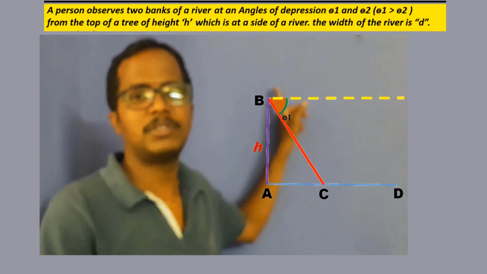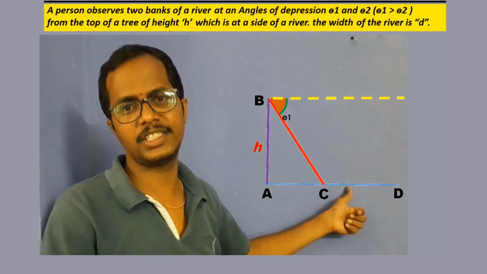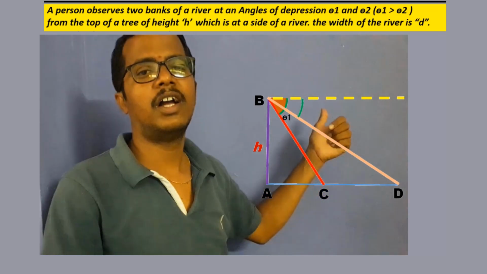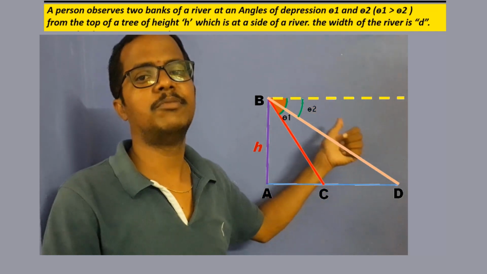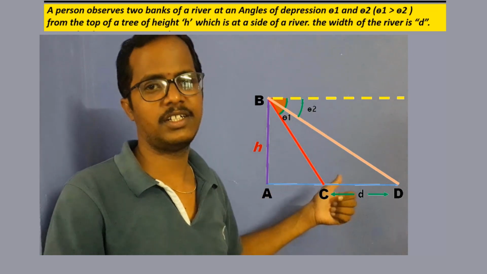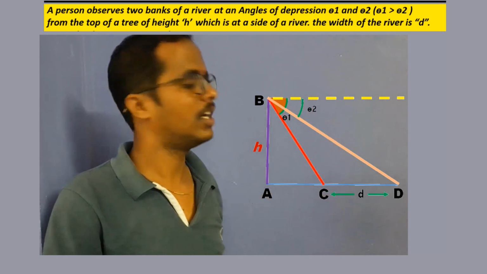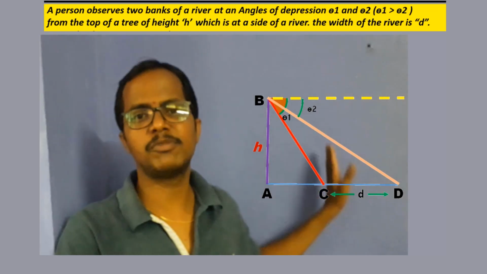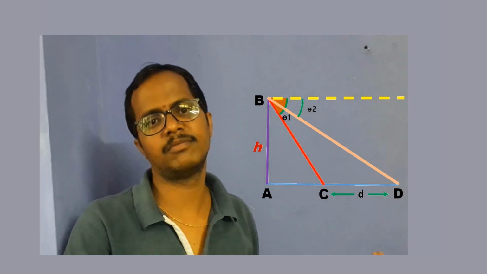And again the observer is observing the second point D, and join these two. Again we get an angle between horizontal line and line of sight. So that is given as theta 2. And here the width of the river is also given. So this is the suitable diagram for the given data.